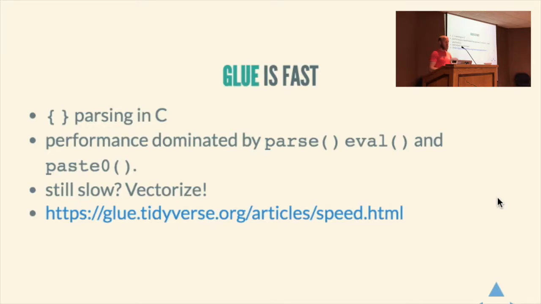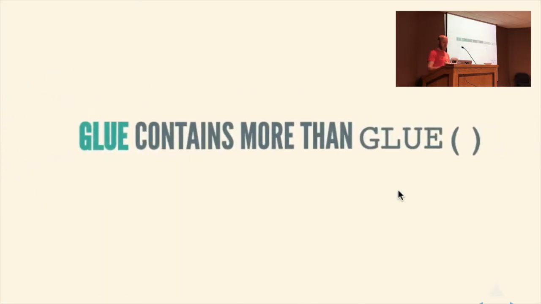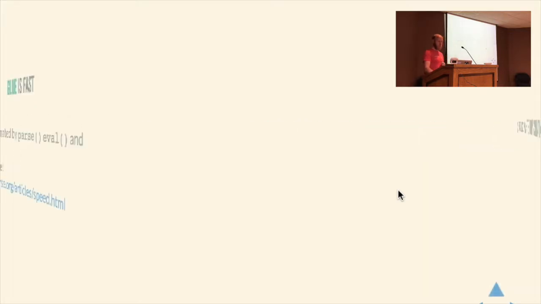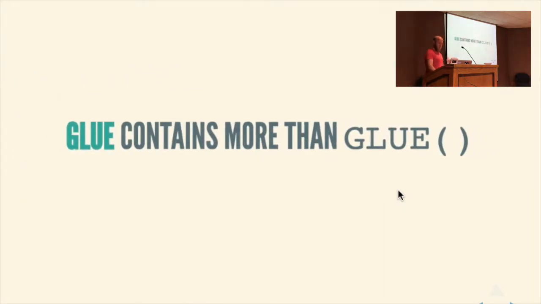But if your code is still slow, take advantage of the vectorization in glue, if you can rework your problem to take advantage of that. So for instance, instead of using glue with an inner for loop, if you are able to use it in a vectorized way, then it will probably be much faster. There's also a vignette on the glue website and in the package that has these benchmarks and a little bit more. I'd encourage you to go there.